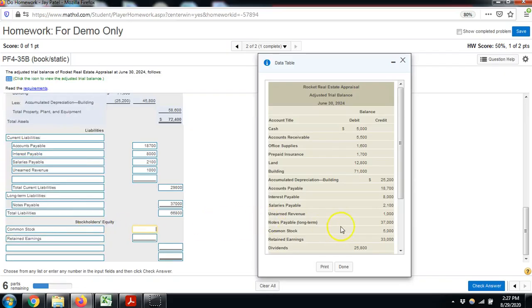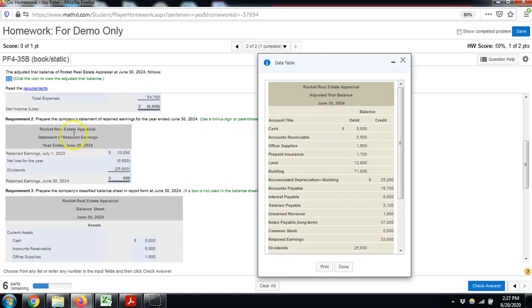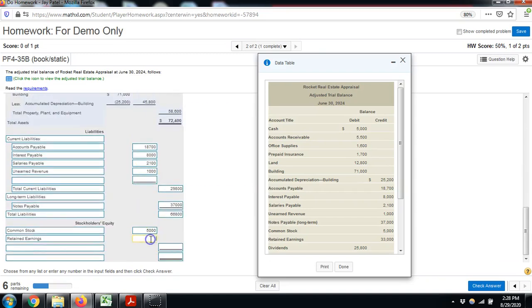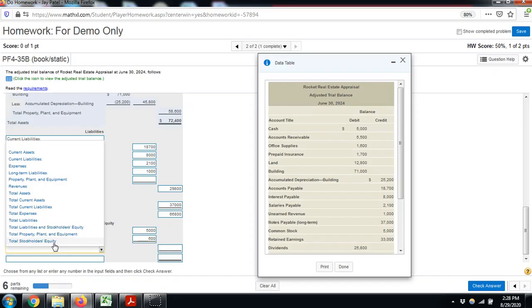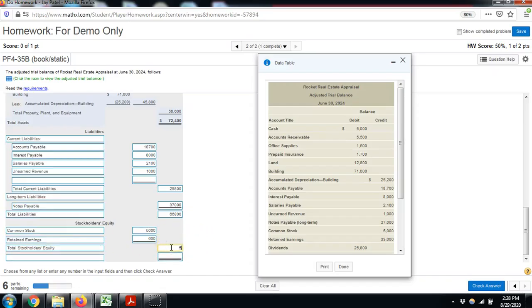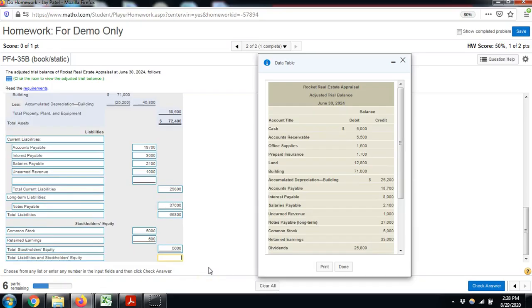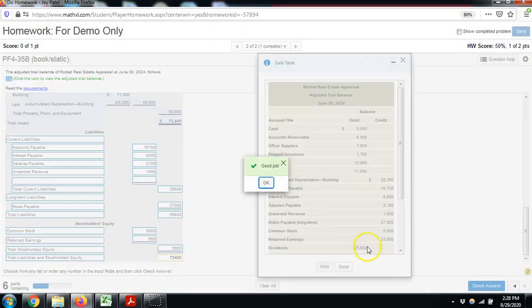So the common stock we get from our adjusted trial balance, it's $5,000. And then the ending retained earnings balance we get from our statement of retained earnings, $600. And so we get a total stockholders' equity of $5,600. And then finally, we have total liabilities and equity, where we add up this and this. And it should be equal to this total assets based on our accounting equation. Okay.